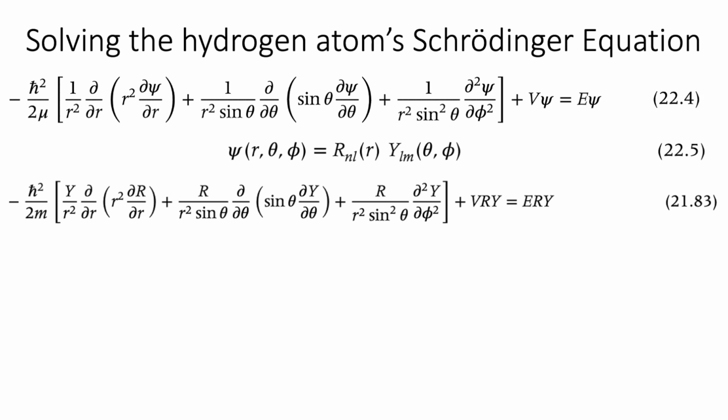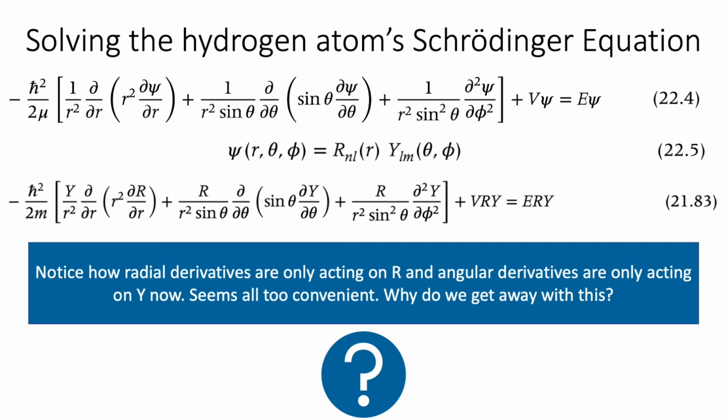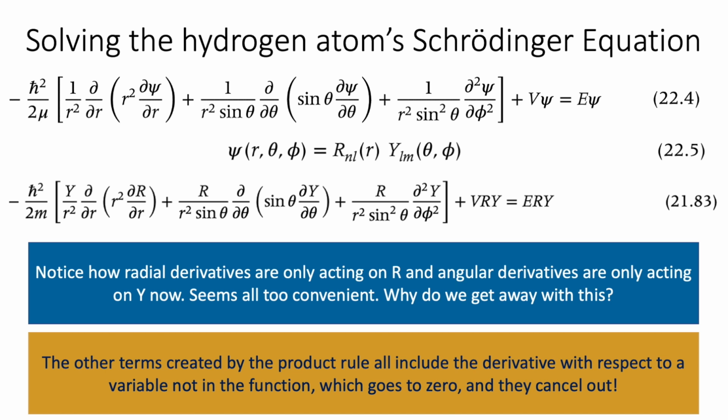Let's take notice of something here: the radial derivatives, d/dr, are only acting on R, and the angular derivatives are only acting on Y now. So this seems awfully convenient. How do we get away with this? Well, the terms created by the product rule all include the derivative with respect to a variable that's not in the function.